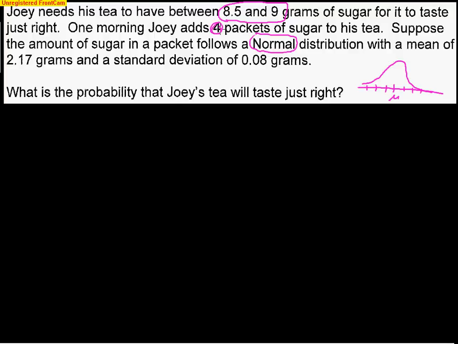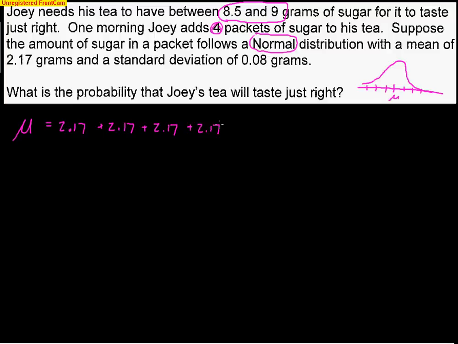So each packet of sugar is itself a random variable. You're not quite sure exactly how much sugar is going to be in that packet. But we're putting 4 packets together. So we need to think about what we expect to happen over the course of 4 packets of sugar. Well, we know that the first pack is going to have 2.17, as expected. The second pack, 2.17. The third pack, 2.17. And the fourth pack, 2.17.